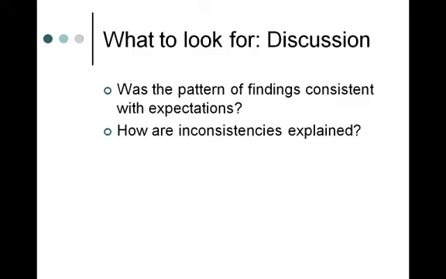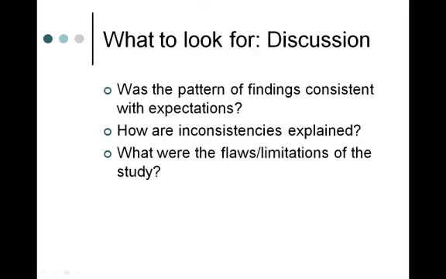The other thing you want to be looking for is how the inconsistencies are explained. If not all the results are consistent with the hypotheses, and typically they're not, why didn't they find what they expected? Right? And that's usually where some of the really interesting stuff is. Related to that, usually they should be describing any flaws or limitations to the study, because no study is done perfectly. It would be too expensive and take much too long to do a perfect study. So there's always some limitations, and you want to see what those limitations are.